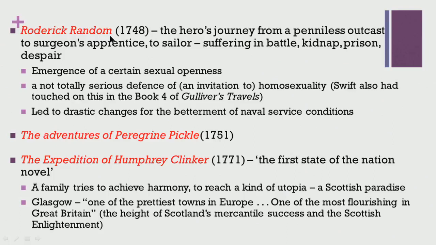Roderick Random, published in 1748, is perhaps the most famous and the most important work of Smollett's. In this, he portrays a hero's journey from being a penniless outcast to a surgeon's apprentice and then to a sailor. So, there is this particular hero who continues to have different kinds of varying experiences in his life. He suffers in battle, he is kidnapped, he is also forced to serve a sentence in prison. He also falls into utmost despair.